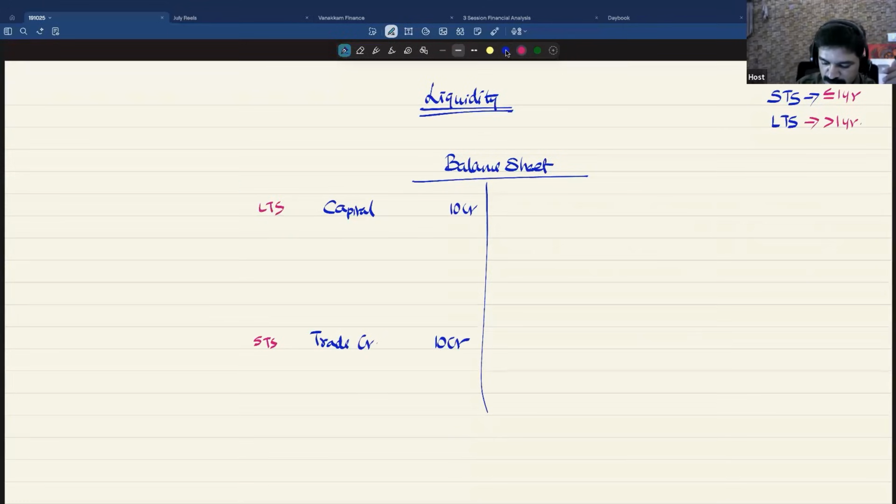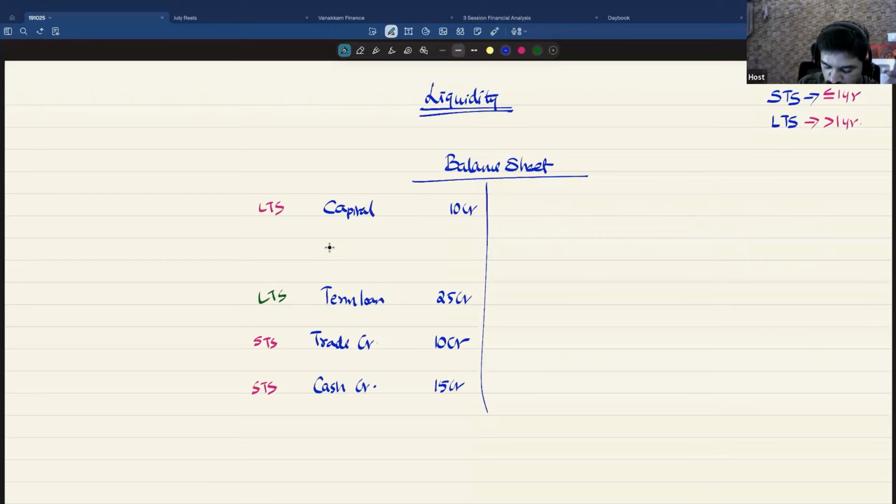And then this business is also raising cash credit from bank, let's say around 15 crore. Is it short term or long term? This is a short term source. Good. This business is raising a term loan from bank, 25 crore. Short term or long term? Name itself says term, so it is long term in nature. I'll say long term source.